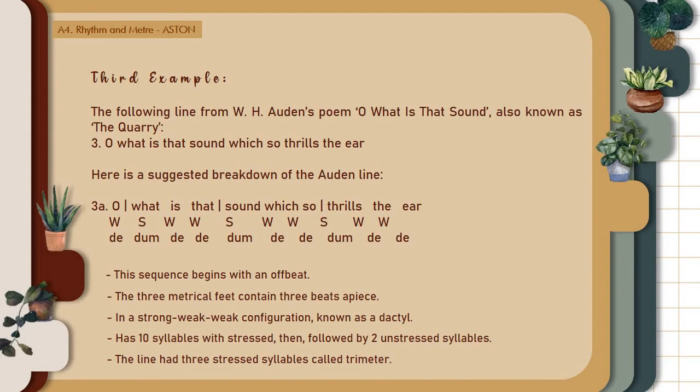The line has a dactyl pattern where, in those 10 syllables, a stressed or accented syllable is followed by 2 unstressed or unaccented syllables. Likewise, same as the analysis of the previous lines but with a different number of stressed syllables, here the line has 3 stressed syllables, called trimeter, and therefore it's called dactylic trimeter. However, only at first the line used an unstressed syllable, which is indicated by the offbeat; the rest is dactyl.